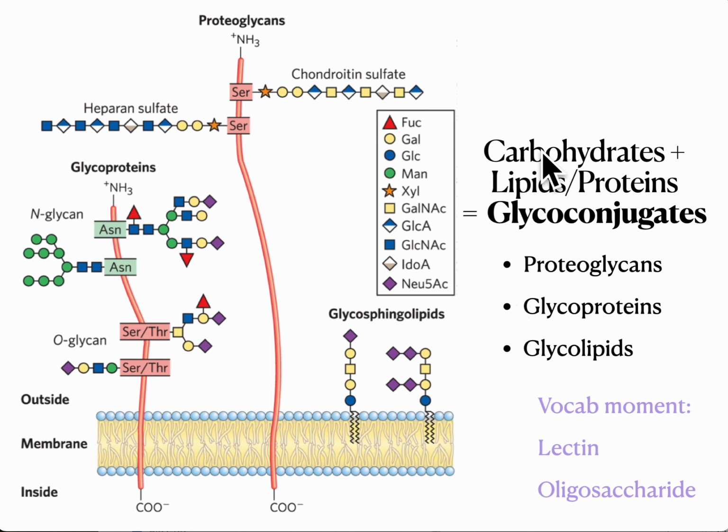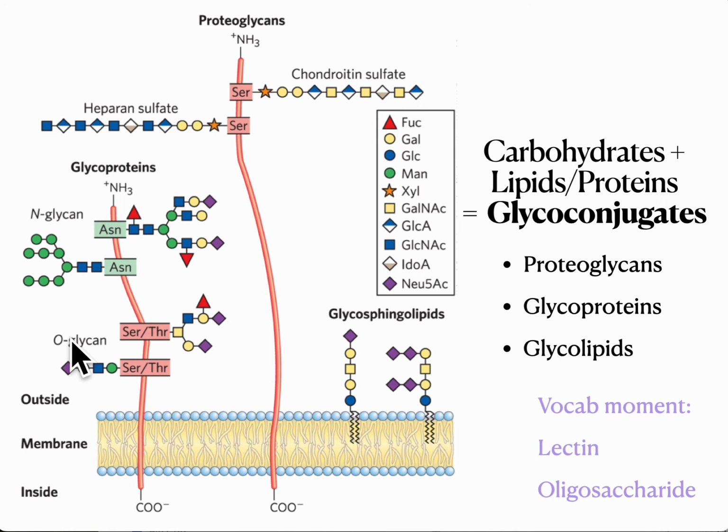Glycoconjugates are basically carbohydrates covalently linked to lipids or proteins. They have three types, the first one being proteoglycans, which are molecules in which sulfated glycosaminoglycan chains covalently link to proteins. The negatively charged groups can bind to extracellular proteins. So that's the heparin sulfate that we're talking about. Although chondroitin sulfate and other glycosaminoglycans can also be covalently linked to proteoglycans.